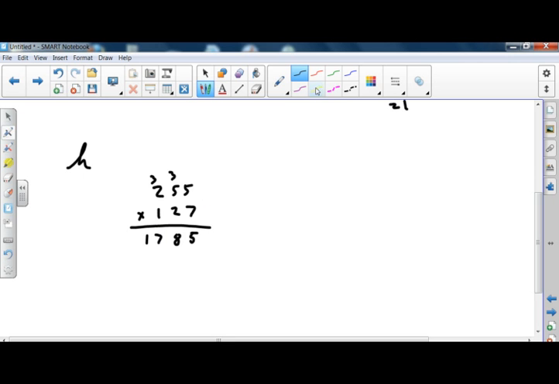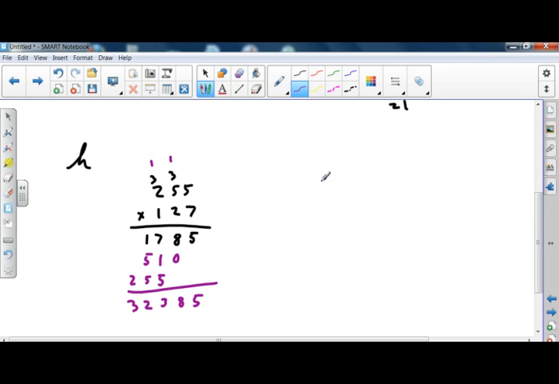8, 3 to carry. 17. 2 times 5, 10, 0, 1 to carry. 1, 1 to carry. 4, 5. 5, 5, 2. 5, 8, 5, 6, and 5 is what? 3. 1 to carry, 2, 1 to carry, 3. So that should be my number.